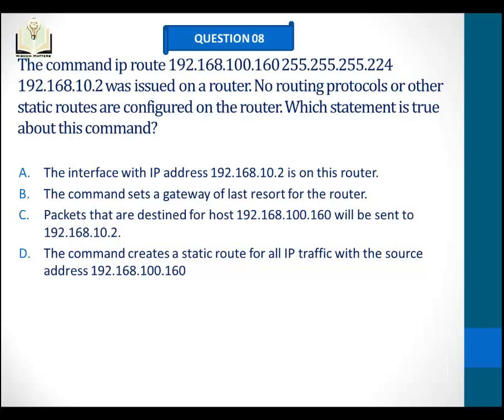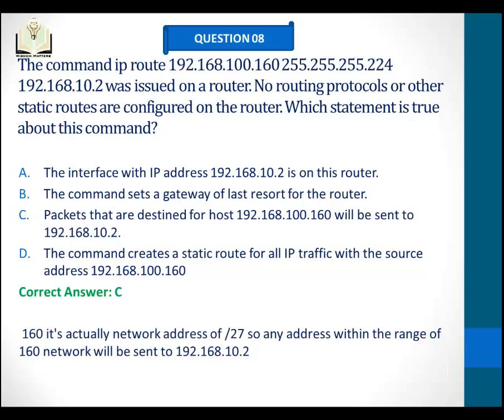C. Packets that are destined for the host 192.168.100.160 will be sent to 192.168.10.2. D. The command creates a static route for all IP traffic with the source address 192.168.100.160. And the answer is C. Packets that are destined for the host 192.168.100.160 will be sent to 192.168.10.2.